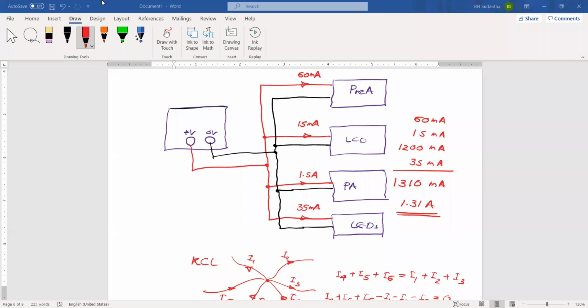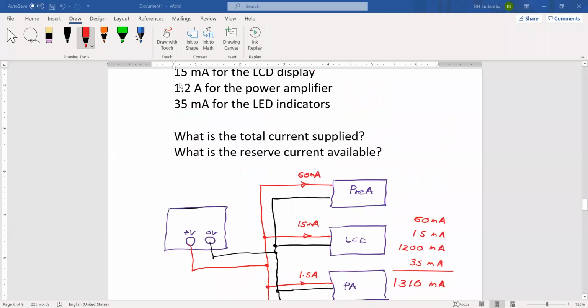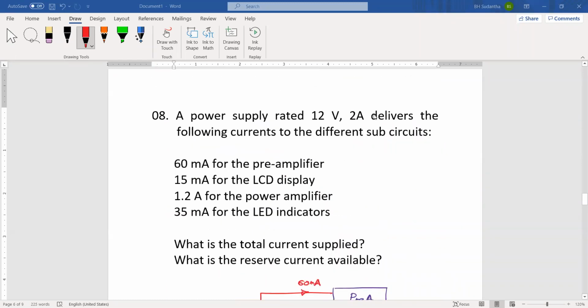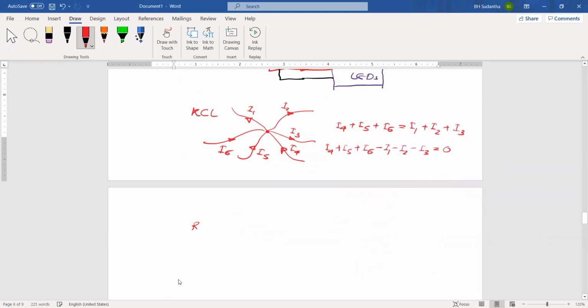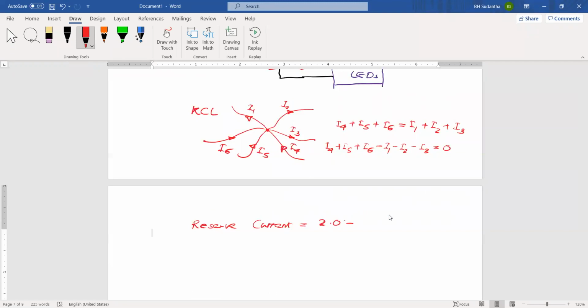Okay. Then what is the reserve current of the circuit? The power supply has the capability to deliver 2 amperes. But now we have taken only 1.31 amperes. Then reserve current is 2 amperes minus 1.31.